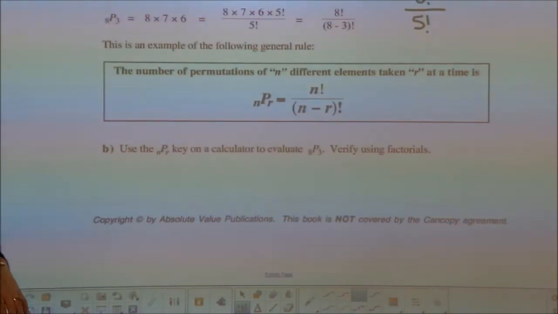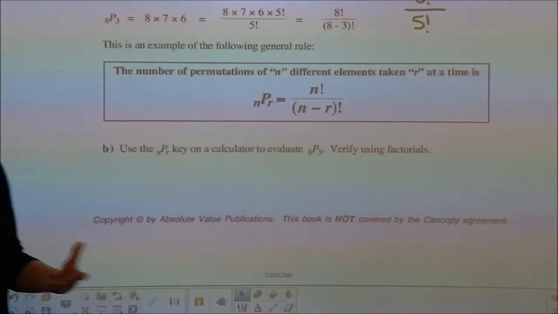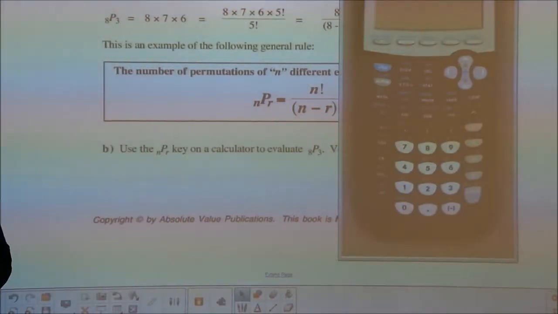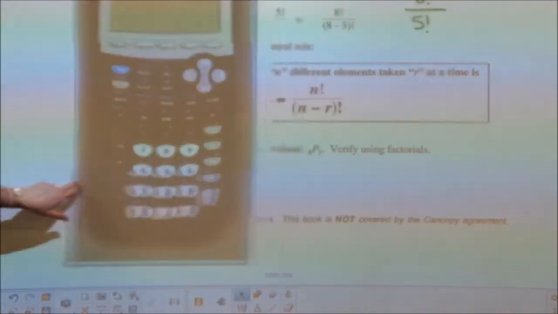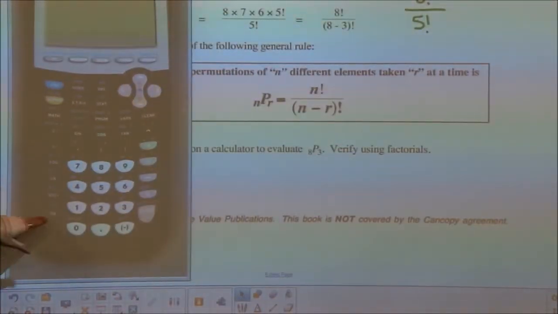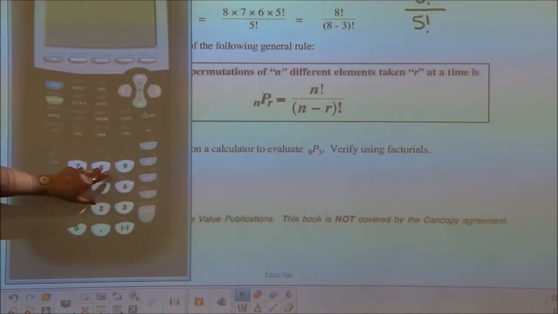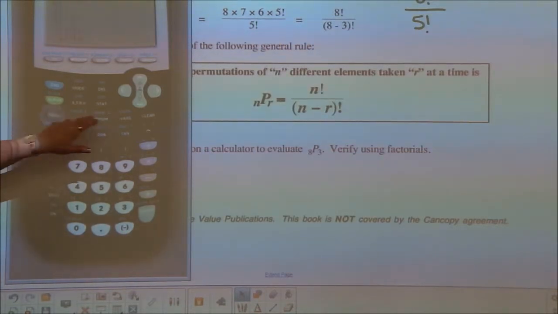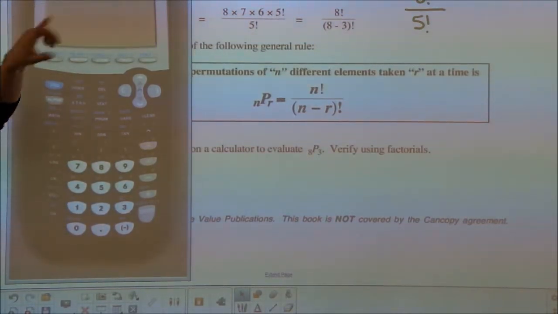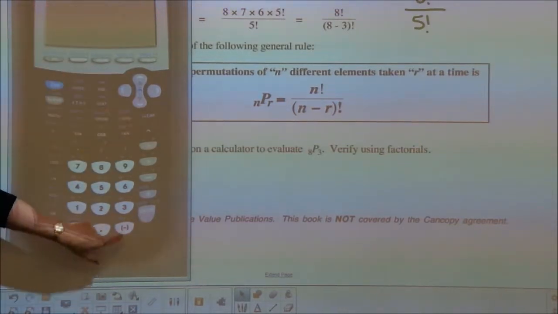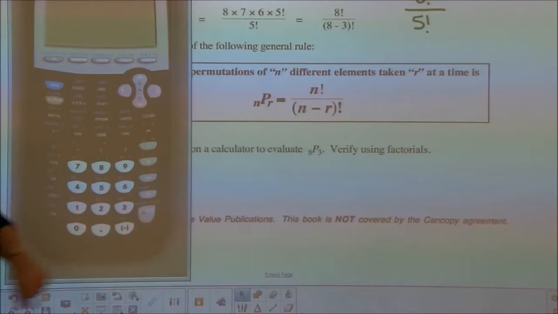So it says use the nPr key on a calculator to evaluate it and then verify it using factorials. So if we use this on our calculator, we have to put the 8 in first. We access that nPr the same place that we found the factorial. So math, and then to PRB, which is probability, and it's choice number 2. So then, depending on your calculator, mine says 8 nPr, and then I have 3. Press enter, and I get 336 arrangements.